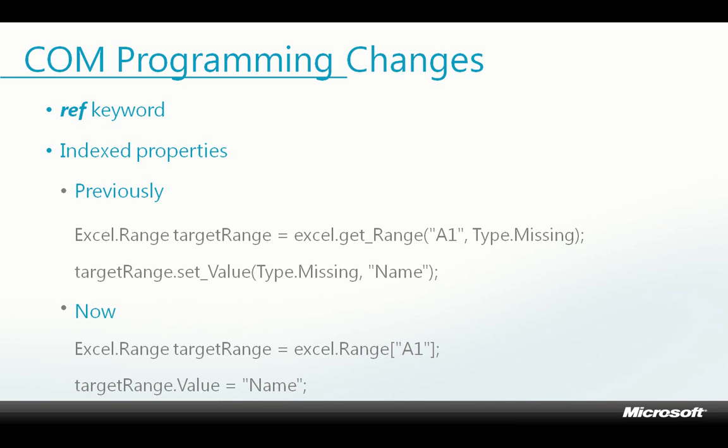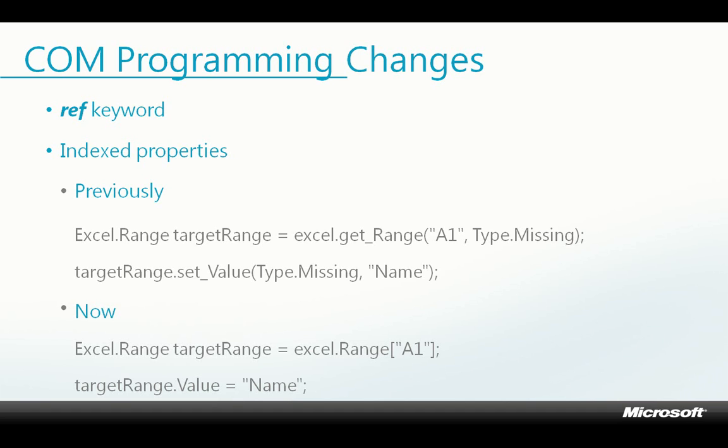Also, in C# 2010, there's some changes in COM programming to make things just a little easier. First of all, you can leave out the ref keyword. In other words, if a COM method has reference parameters, you used to be required to pass those with the ref keyword, and now you can just skip it. You can also use indexed properties. In earlier versions of C#, methods could be accessed as properties only if the get method had no parameters and the set method had exactly one value parameter.